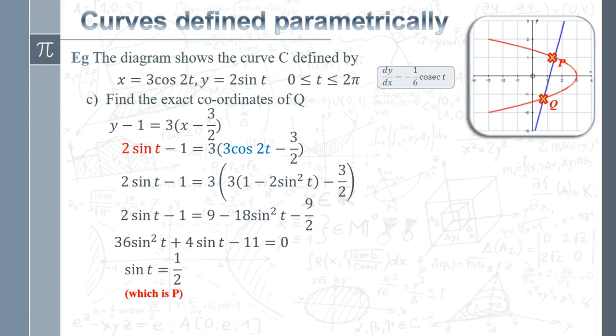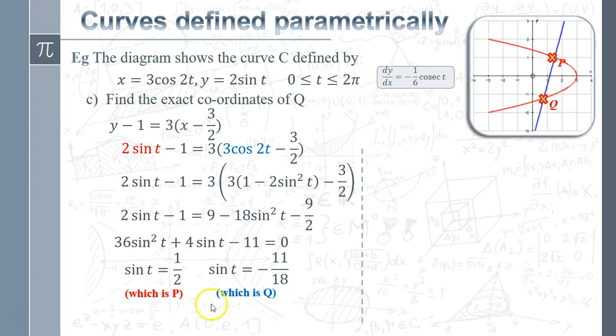So that gives us our point P. The one we're interested in, what is the value of sine t for point Q? So that's going to come from the other solution from our quadratic. And that turns out to be minus 11 over 18. So now what we've got to do is work out the exact coordinates of Q. Now, I'm not going to go as far as trying to work out the actual value of t, because it'll be a great big long decimal.